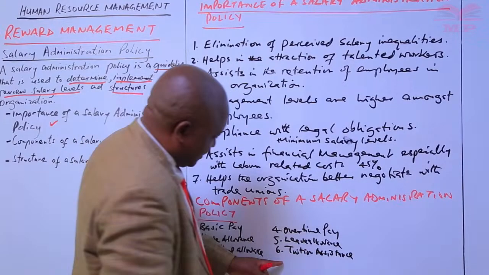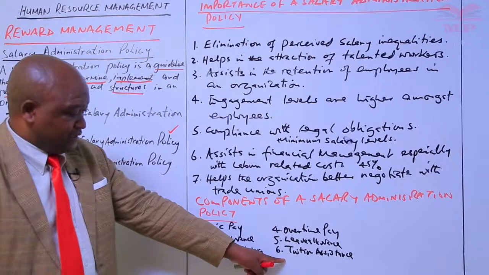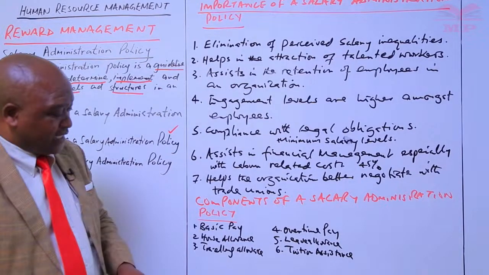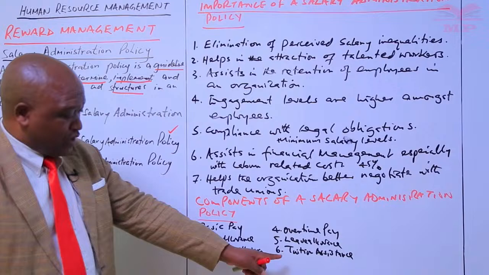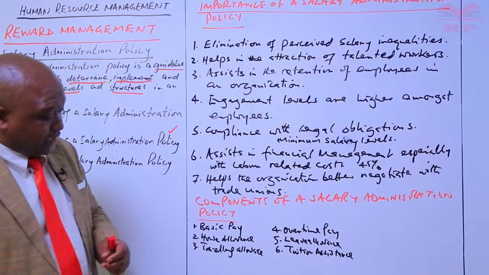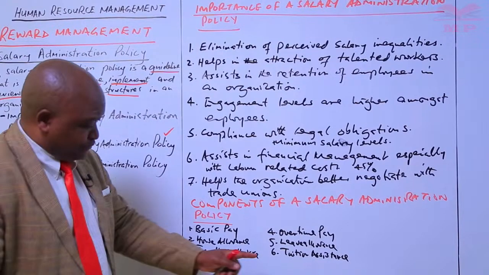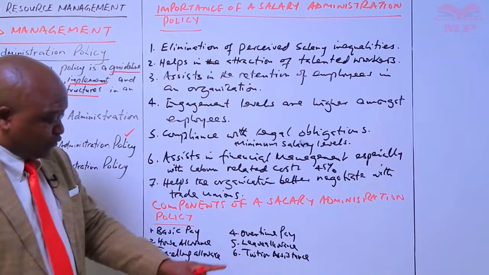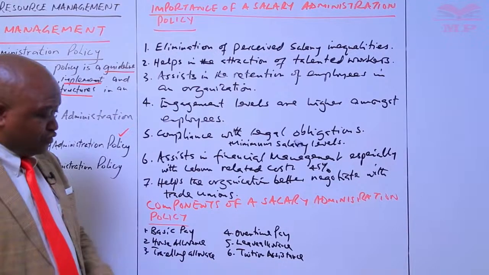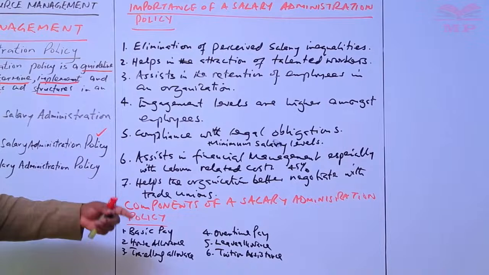So some organizations have a tuition assistance option where, if workers are taking up some course, those workers could be assisted by the management to pay for that particular tuition. And in some cases, there are also some generous employers who are able to assist the spouse and maybe the children of the employee. So those could be some of the things that are captured in terms of components of a salary administration policy.